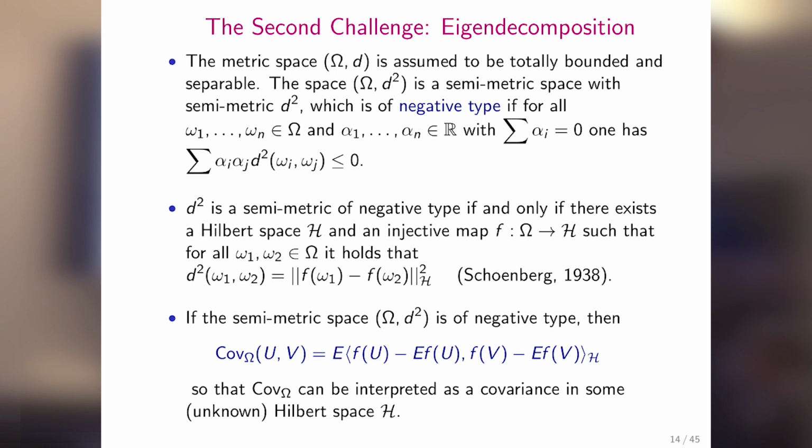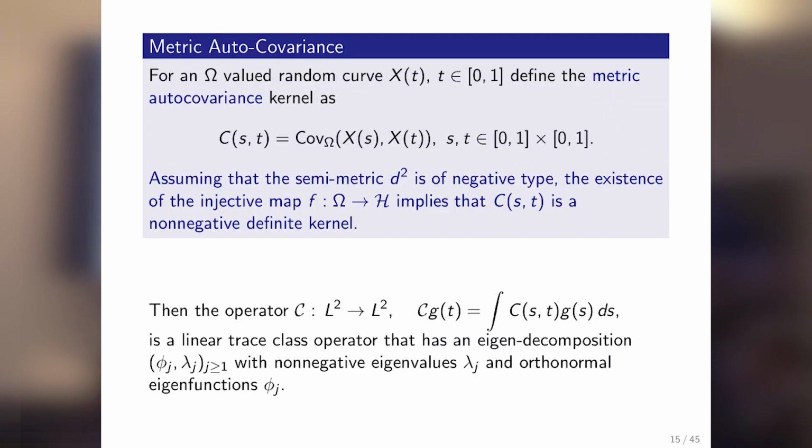But that means that our covariance, our metric autocovariance, does have the interpretation of a covariance in an unknown Hilbert space. And that gives us a lot of ammunition to carry forward, for example, the metric autocorrelation to be between -1 and 1, and also to move forward with having a non-negative definition of the metric autocovariance operator.